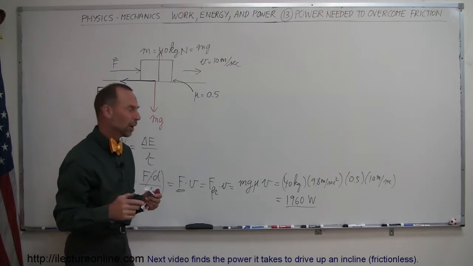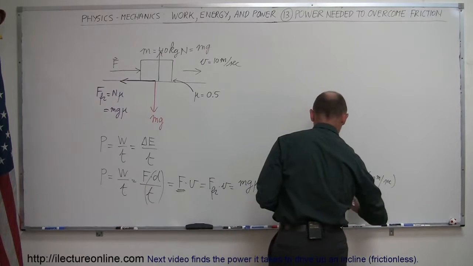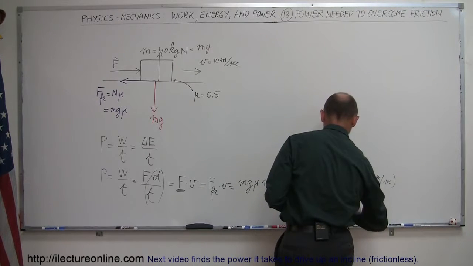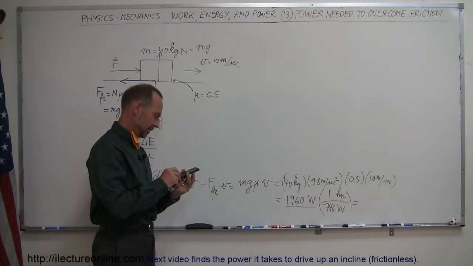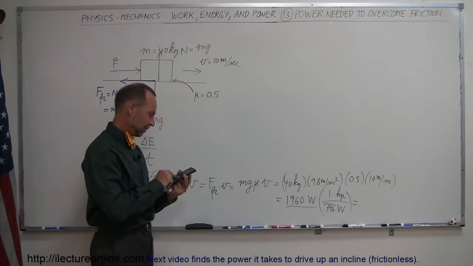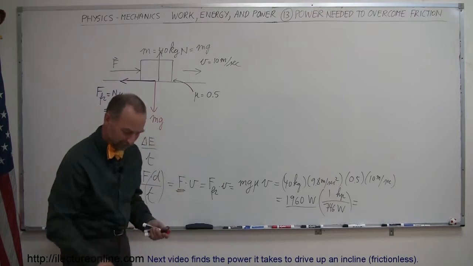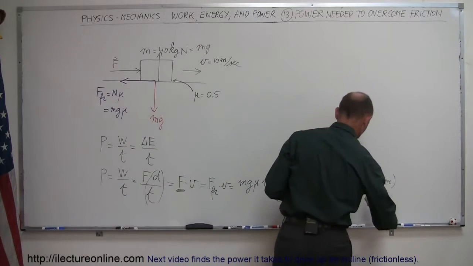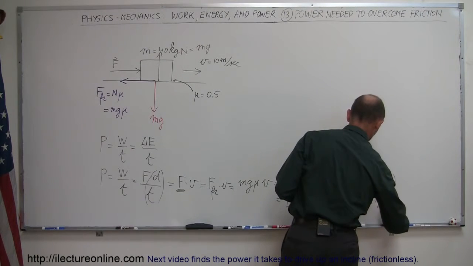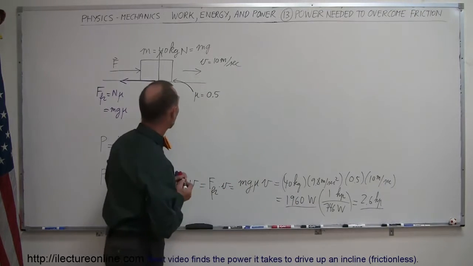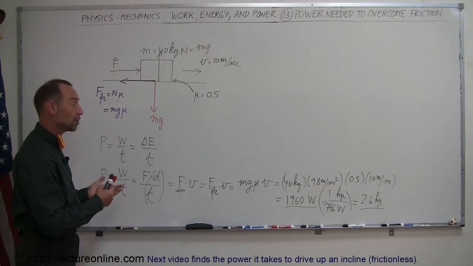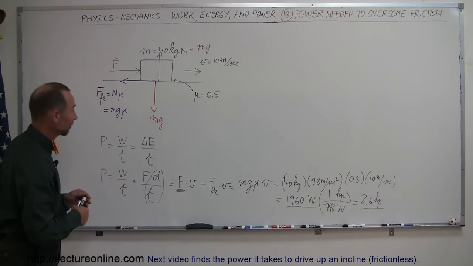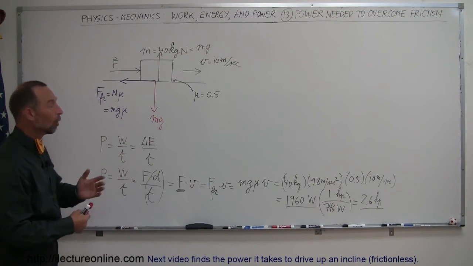If we want to convert that to horsepower, of course we convert. So we have horsepower at the top, watts in the bottom. 1 horsepower is 746 watts. So that looks like it's maybe a little bit more than 2 horsepower. All right, so divided by 746 equals 2.63. I call it 2.6, so 2.6 horsepower required to push that block to the right at 10 meters per second. Okay, and that's how you deal with friction, and that's how you figure out how much power is required to overcome friction.